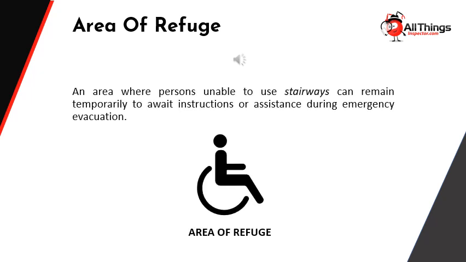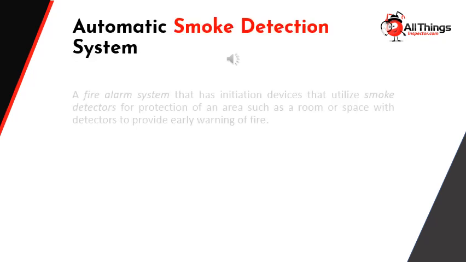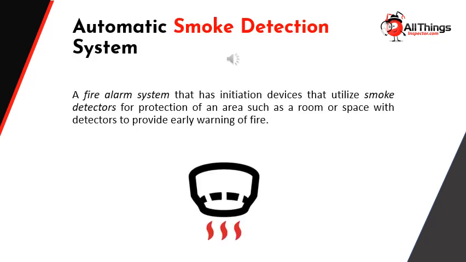Area of refuge. An area where persons unable to use stairways can remain temporarily to await instructions or assistance during emergency evacuation. Automatic smoke detection system. A fire alarm system that has initiation devices that utilize smoke detectors for protection of an area such as a room or space with detectors to provide early warning of fire.